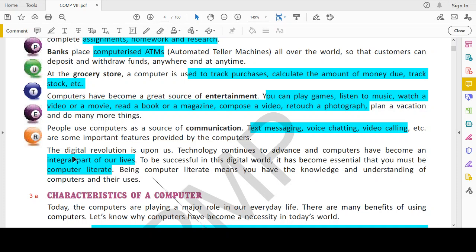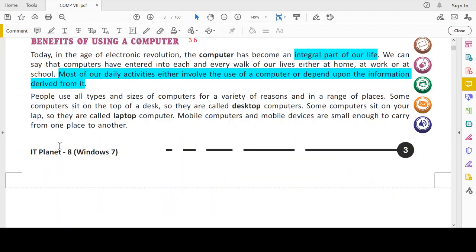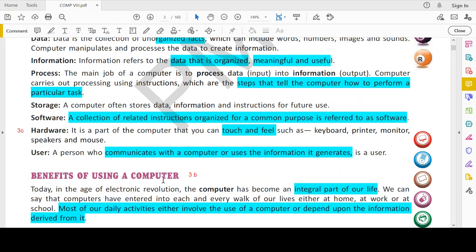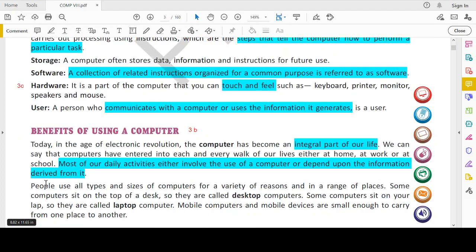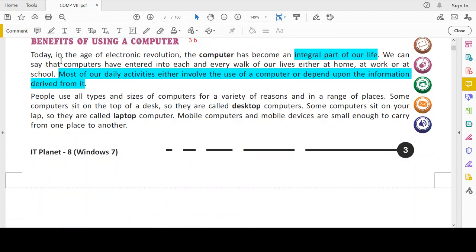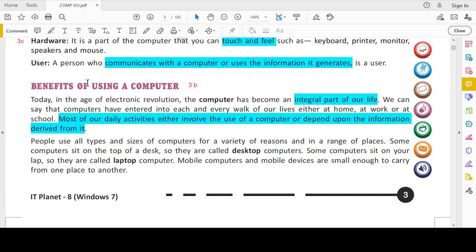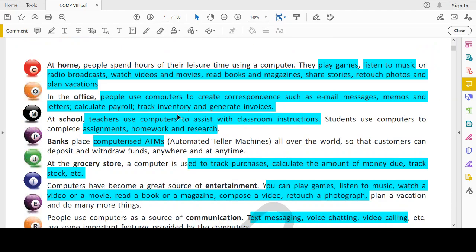Okay. Next, I hope you have understood the benefits of using a computer, right? Benefits, or the question may be like, what are the different uses of a computer? Then also you have to write the same thing.